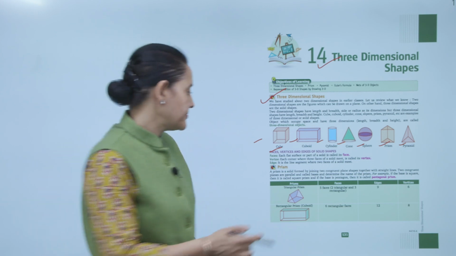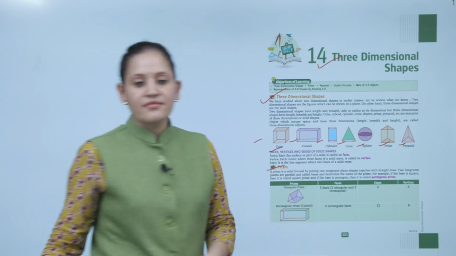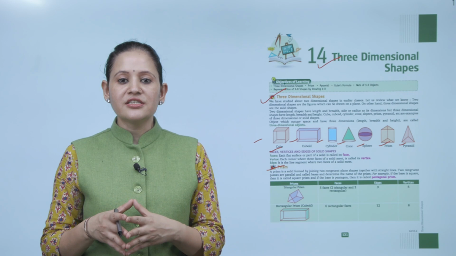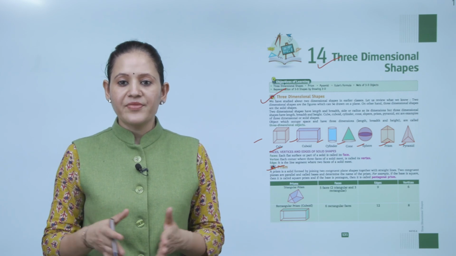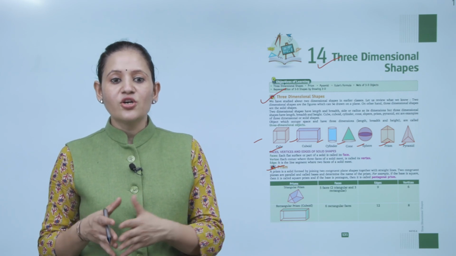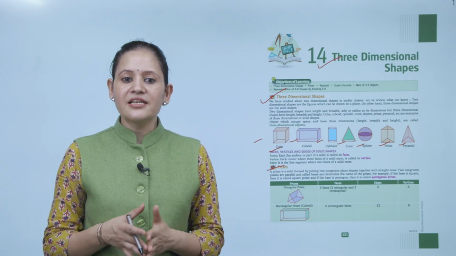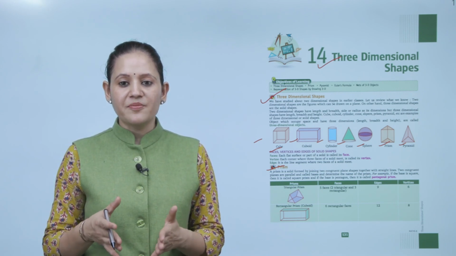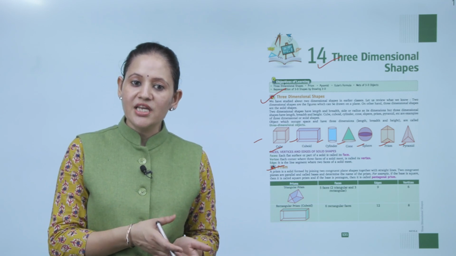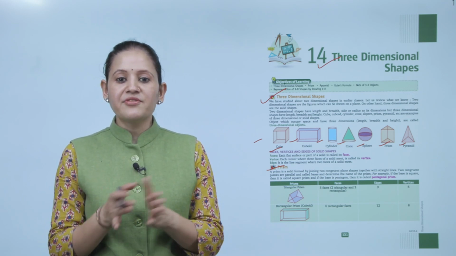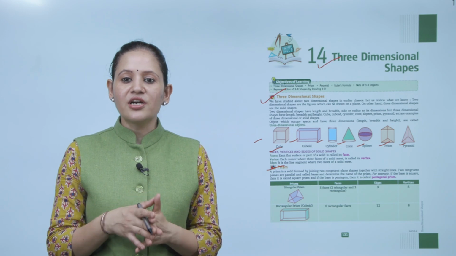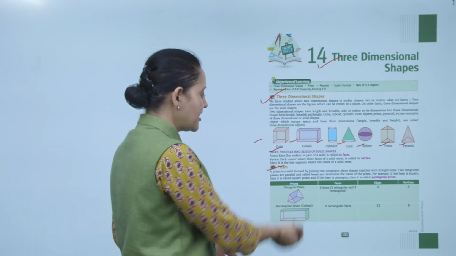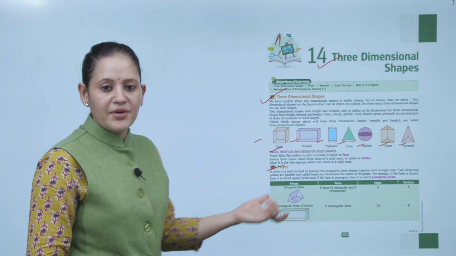Next is prism. A prism is a solid formed by joining two congruent plane shapes together with straight lines. The two congruent planes are parallel and are called bases, and they determine the name of the prism. For example, if the base is a square, then it is called a square prism. If the base is a pentagon, then we'll call it a pentagon prism. So here the base is a triangle, so we'll call it a triangular prism.